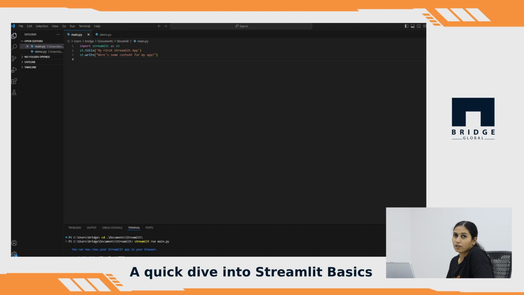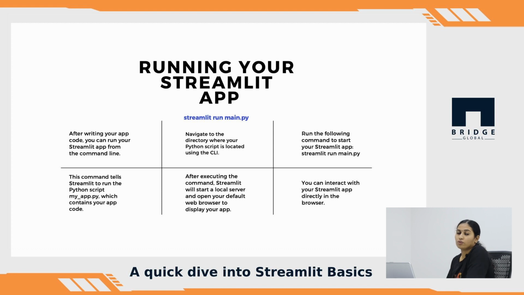So, my first line of code will be import streamlit as st, as you can see here. Then my title and here is some content for my sample application. Now going back to our presentation, we have to run our Streamlit application. So the command we will use will be streamlit run followed by our file name. Previously we have given main.py, and here also we will be using streamlit run main.py.